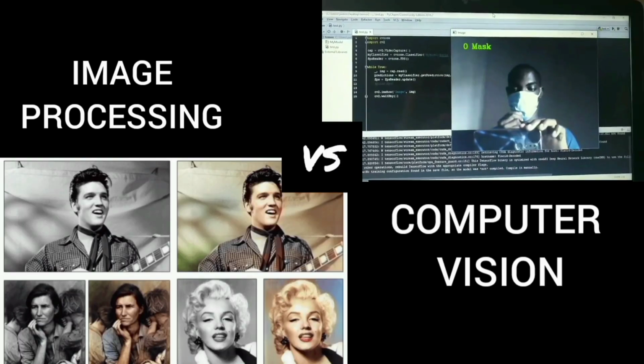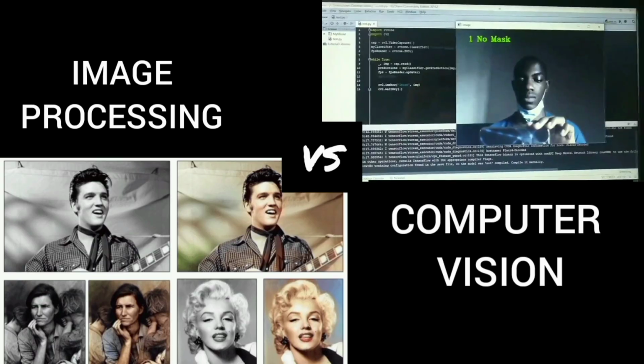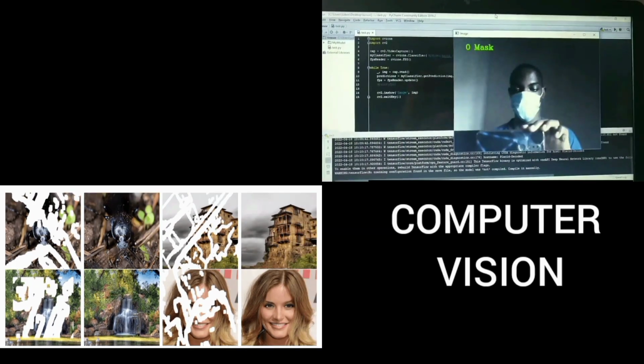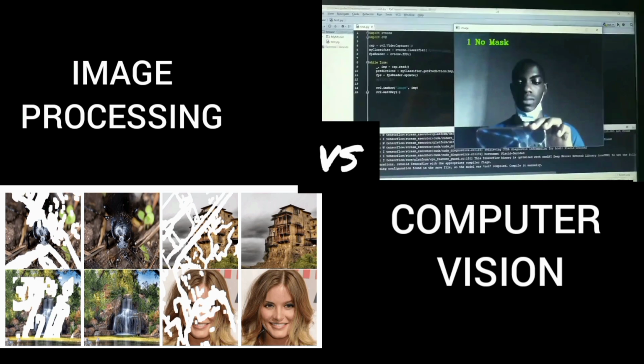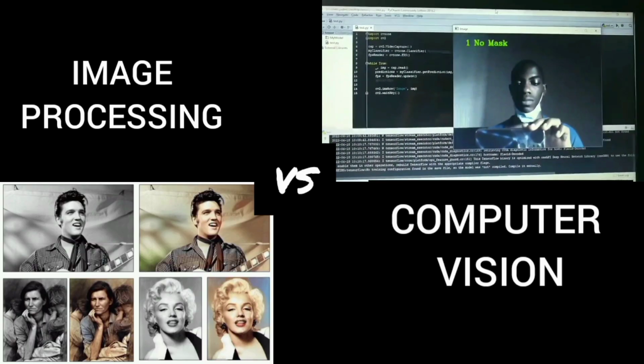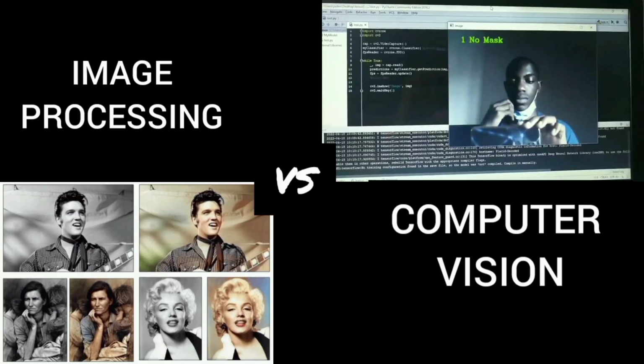Let us compare them directly. Image processing asks the question, how can I improve this image? Then computer vision asks the question, what is inside this image? Image processing outputs images, computer vision outputs knowledge.